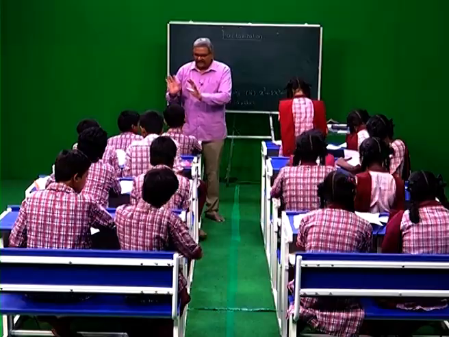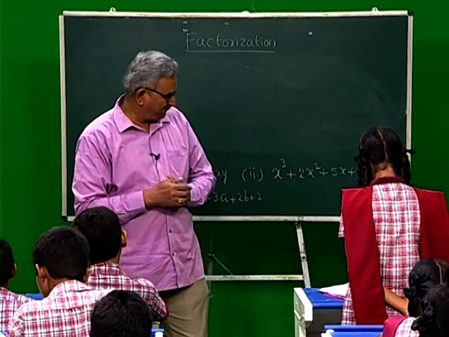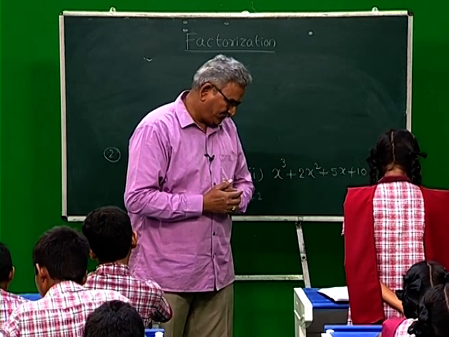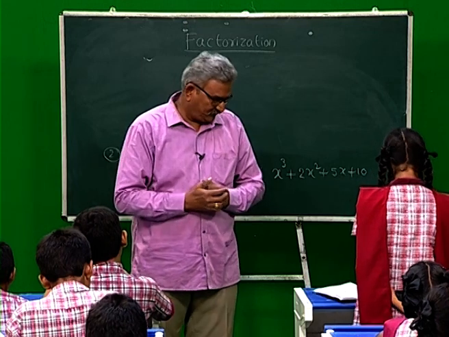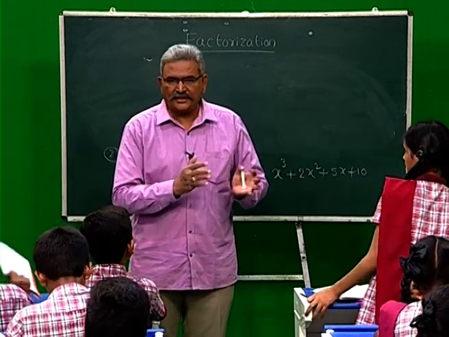5x minus... Wait. 5x times x minus 5y. Very good. Second one, x plus 2 times x square plus 5. Third one, b plus 1 times 3a plus 2. Is it correct now? Yes, sir.